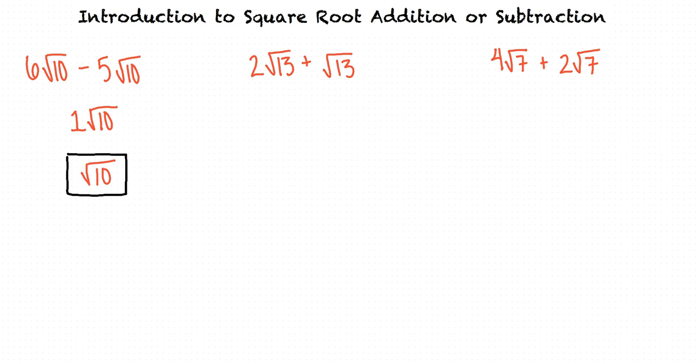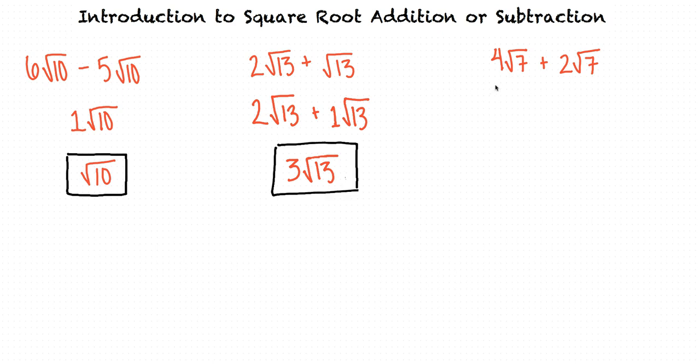Now let's look at 2 square root 13 plus the square root of 13. We can write square root of 13 as 1 square root of 13 to help us complete the problem, right? That's right. Now we can add 2 plus 1 to get 3, and we keep the square root of 13 attached to the 3. This leaves us with 3 radical 13.